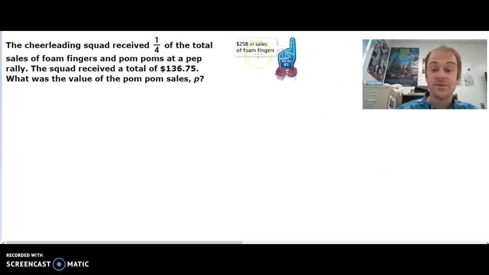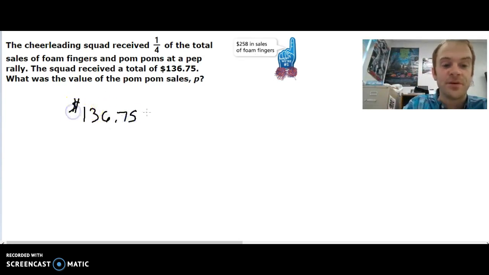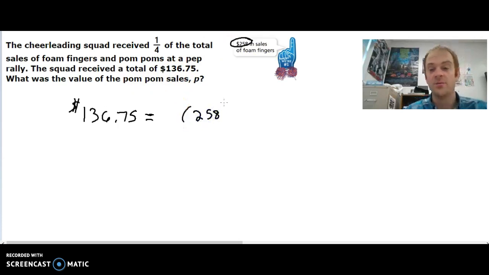So here, this is going to be a similar thing. We need to write the equation. So we have a cheerleading squad that received 1/4 of the total sales of the foam fingers and pom-poms at a pep rally. They received a total of $136.75. So that's the total amount. So I know that's going to be on one side of my equation. It could be the right or the left, doesn't matter. And then we know that we received $258 in foam fingers. So $258 is the total that was made, I should say, not what the cheerleaders received.